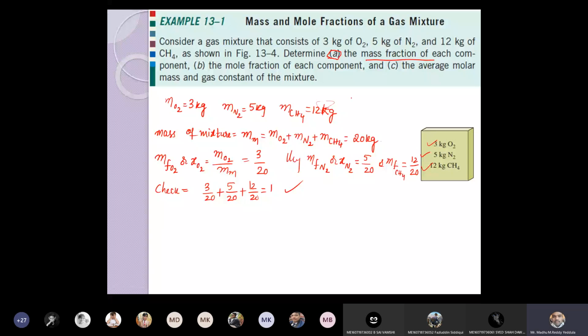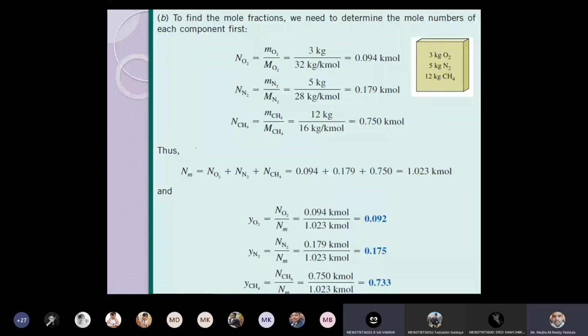Okay, now we will go to the second bit. What is the second bit? Mole fraction. In order to calculate the mole fraction, what do you require? Number of moles, very good. Individual moles as well as the total number of moles. How to calculate individual moles?